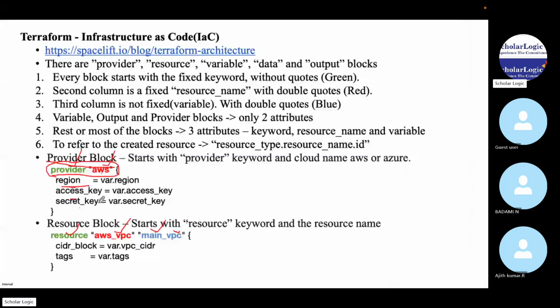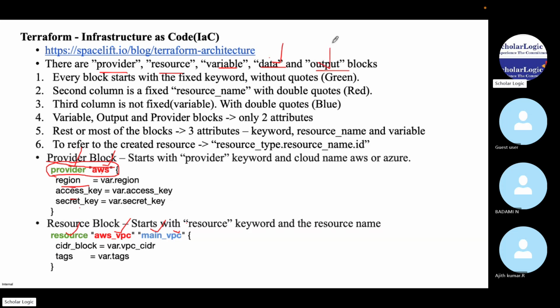Moving on to the slide. So you have provider block, resource block, variable block, data block, and output block. Data block is used to get the information from the existing resources, say like VPC, subnet, or any other security group information that you want to fetch from the AWS cloud.